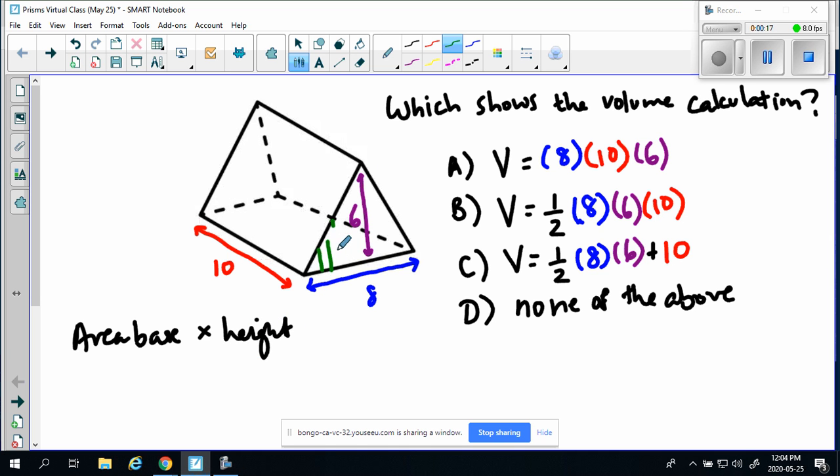How do I know that this is the base and it's not this one down here? Well, the base in a prism is, if you stack a bunch of them all together, you get the entire shape. So if you stack a bunch of triangles together, you will get this shape. So this is the base.